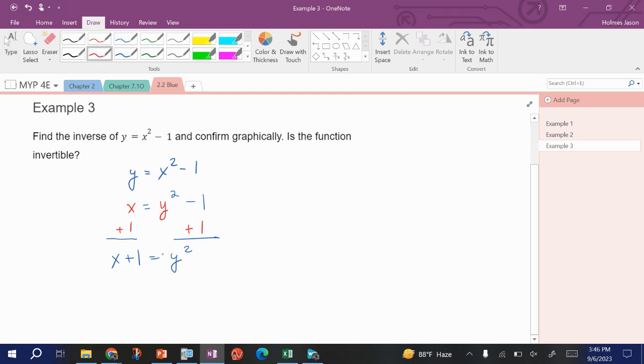Then to get rid of that y squared, we're going to take the square root of both sides and end up with the square root of x plus 1 is equal to y. So y equals the square root of x plus 1, or we're saying that f inverse of x is the square root of x plus 1, okay.